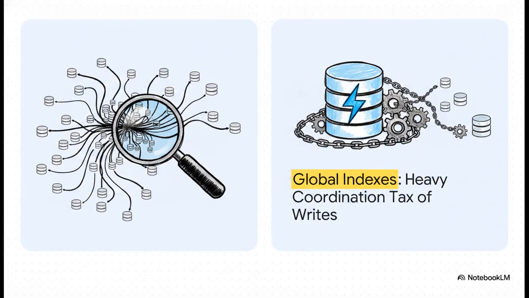Alternatively, you can build a global secondary index. This makes reading blazing fast, but every single time you update a record, you have to execute a really painful, coordinated update across the network to a completely different node.